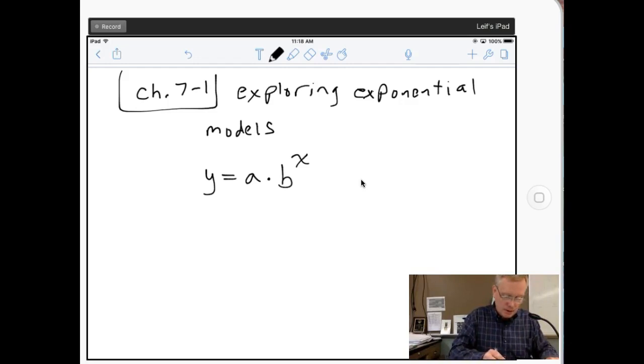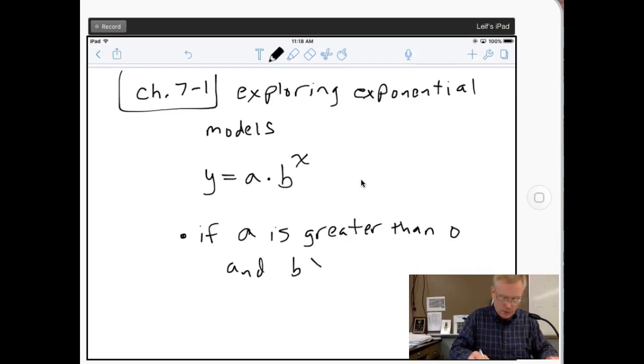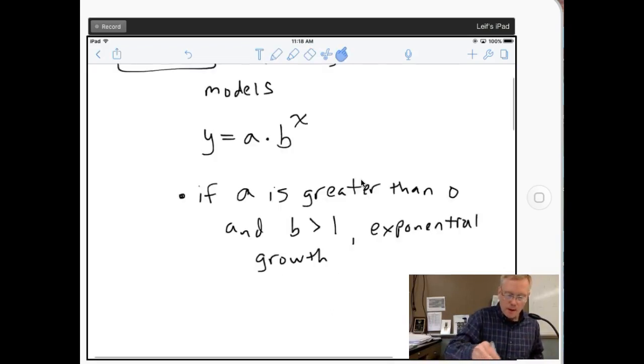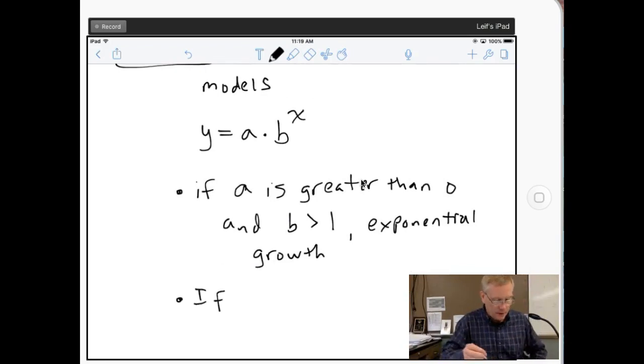The first thing is that if a is greater than 0, and b is greater than 1, it is exponential growth. Should have written this like an inequality. Anyway, next part is if a is greater than 0, and b is between 0 and 1, it is exponential decay.